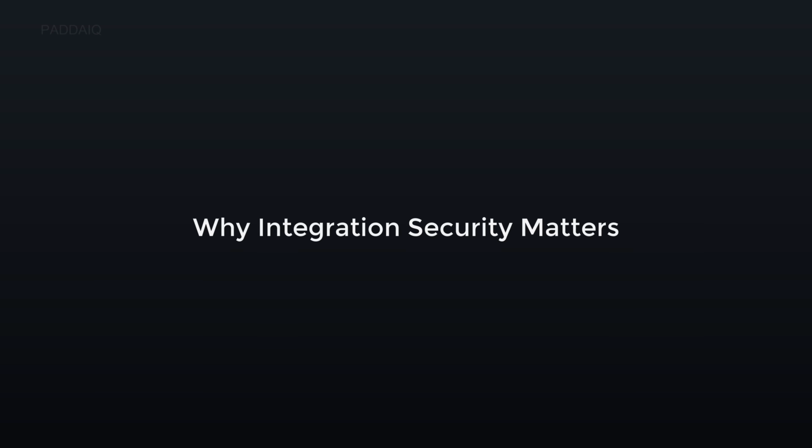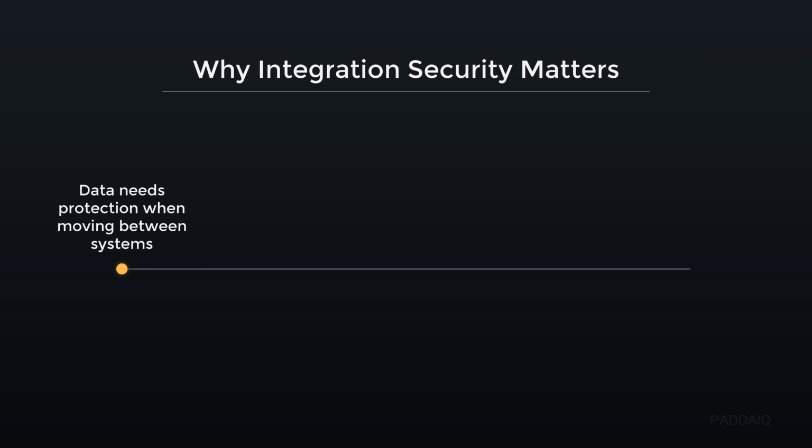Why integration security is critical for enterprise success. Data needs protection when moving between systems. This means whenever information travels across networks, it is vulnerable to interception or theft. For example, when your HR system sends salary details to payroll, encryption prevents unauthorized access. Securing these exchanges is fundamental to maintaining trust and compliance.